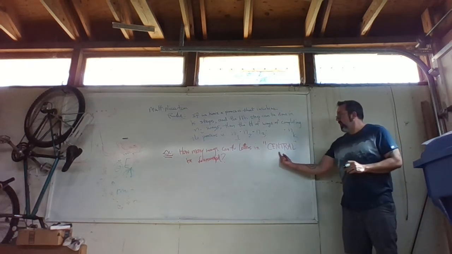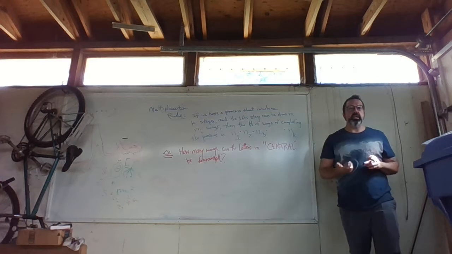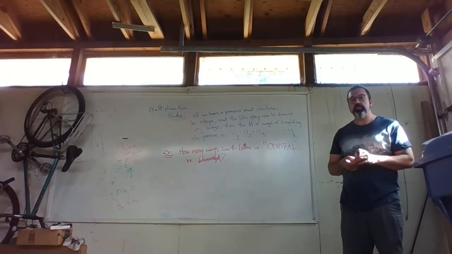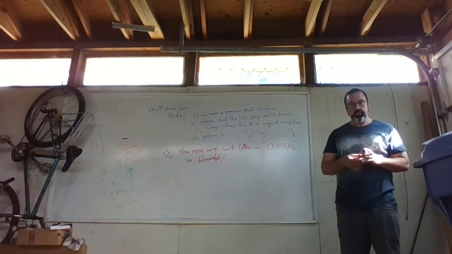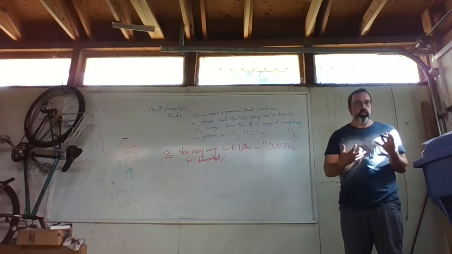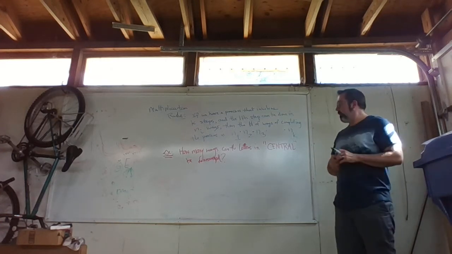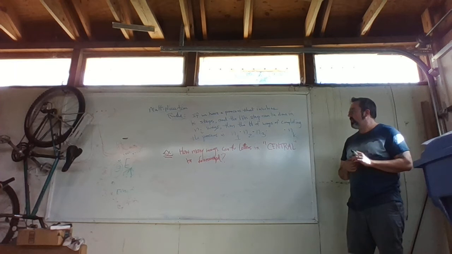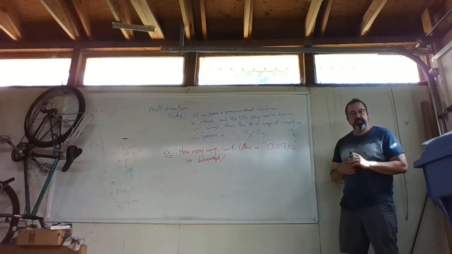So we have 7 letters in the word central, and each of the letters is distinct. I chose this example specifically because they're all distinct, and we don't have to worry about distinguishing 2 different E's from each other. So how many ways can we rearrange the letters in the word central?